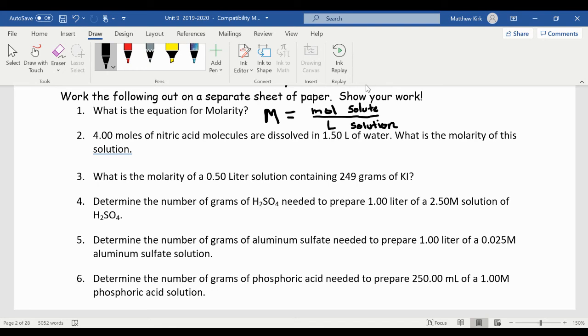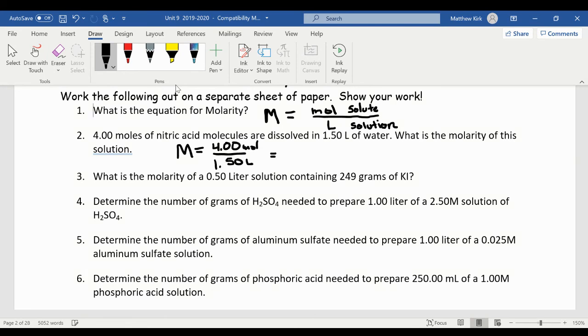So let's just try a couple of these real quick. The first one asks, if we have 4 moles of nitric acid molecules dissolved in 1.50 liters, what is our molarity? So that one's a little more straightforward. We know that our molarity is moles over liters. So to answer that question, our molarity is just 4.00 moles divided by 1.50 liters.